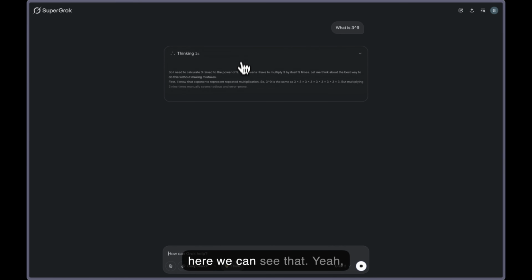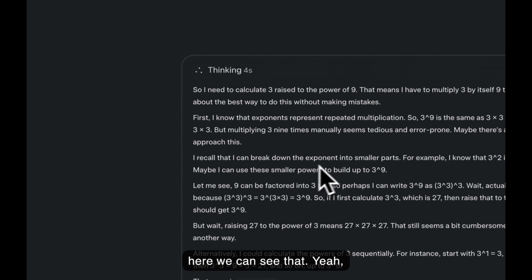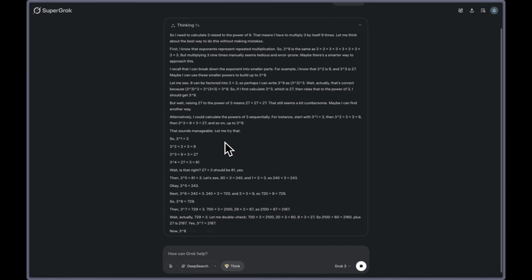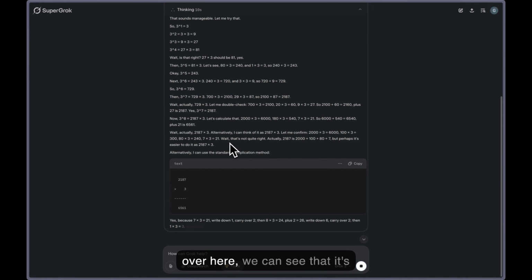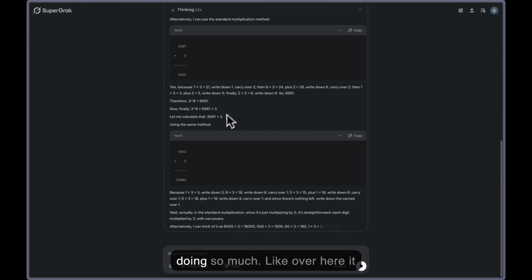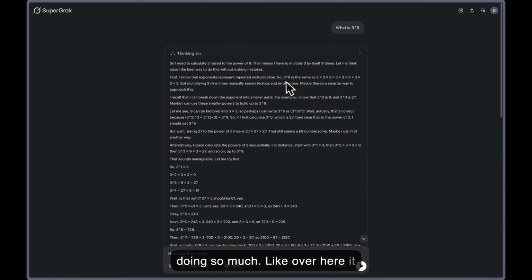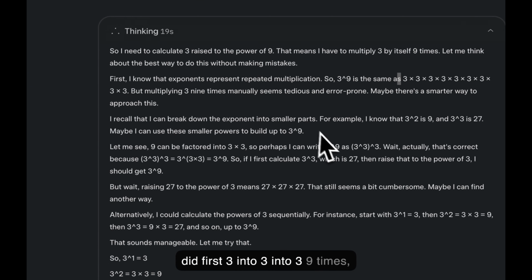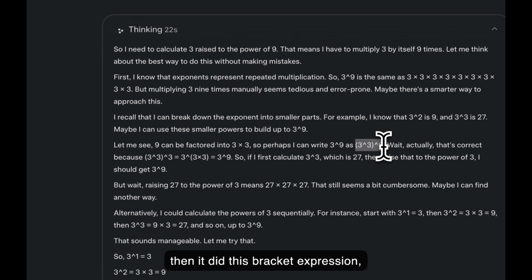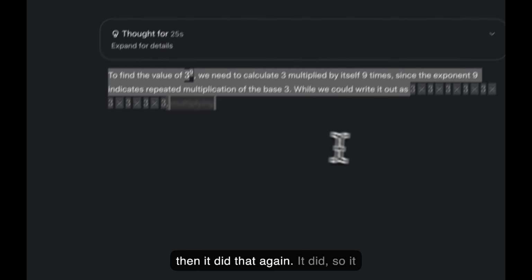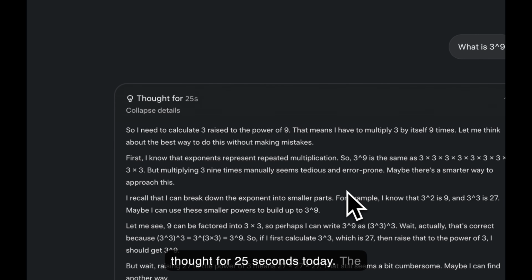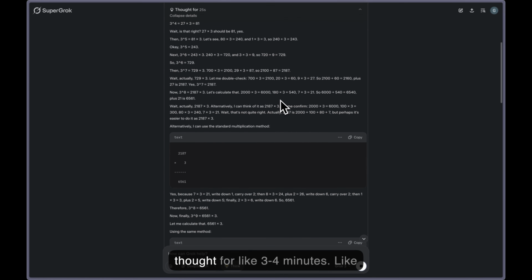Right? So over here we can see that it's doing so much. Like over here it first did 3 into 3 into 3, 9 times, then it did this bracket expression, then it did that again. So it thought for 25 seconds today. The day I actually tried it, I think it thought for like 3 or 4 minutes. Like over here you can see that it started doing this standard multiplication method, then it started doing this. Like it's exploring so many pathways.